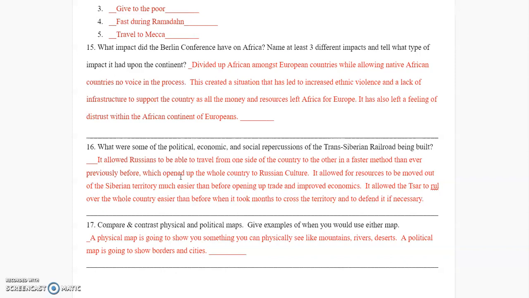17. You're comparing and contrasting political and physical maps. It's pretty easy. A physical map is what you can see. A political map is going to show you borders and cities. That's basically it for that one.